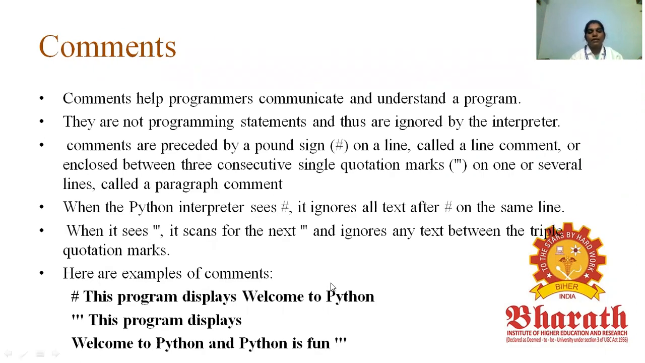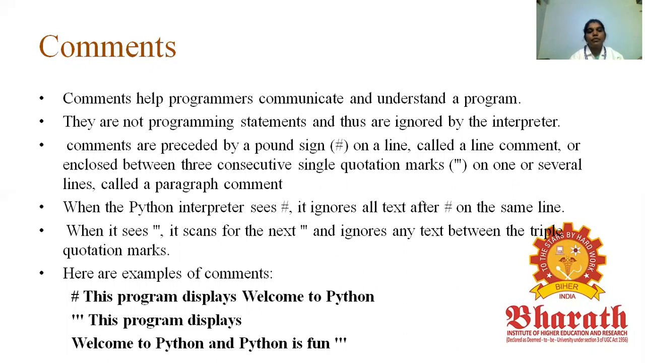Next, see about comments. What character is used for comments? Normally in C++ we use slash star, and double slash is also used, for single and multiple lines. Here Python accepts the hash symbol for a single-line comment. Triple single quotes are used for multiple-line comments. It's also called a paragraph comment.